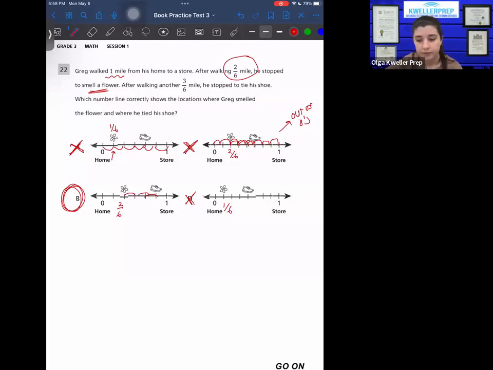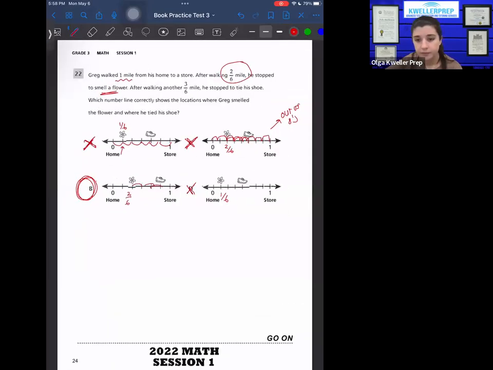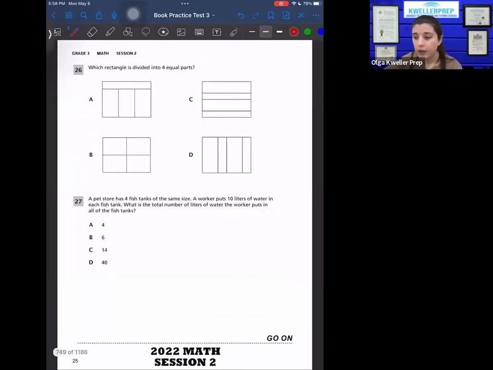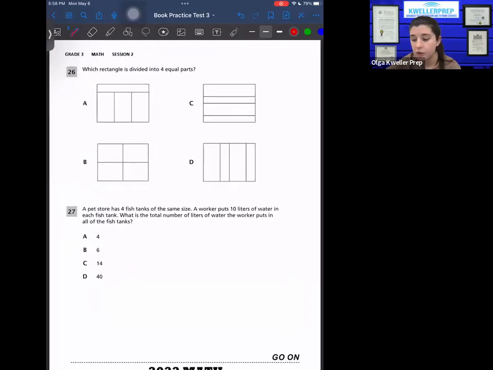Good. Okay, how about the next one? Which rectangle is cut into 4 equal pieces? This one is really just a visual question. Absolutely, the answer is B. We can see that it cuts this side in half, and this cuts the width in half, which creates 4 equal pieces, which is not the case for any of the other rectangles.